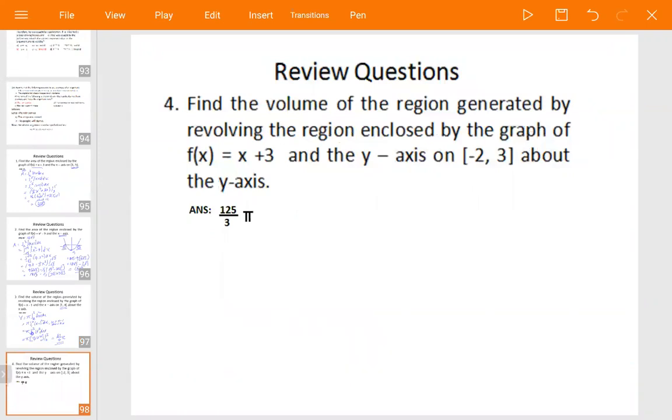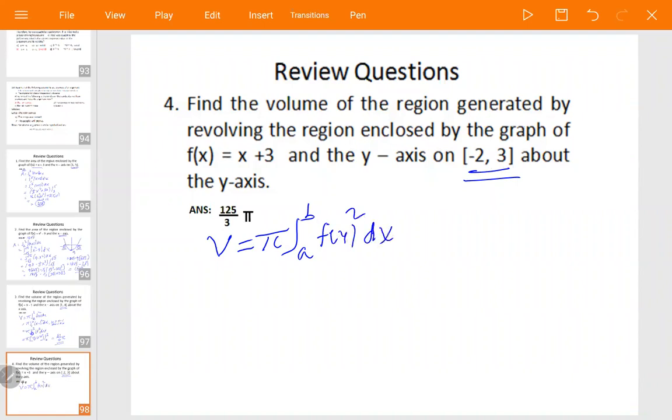Question number 4. Find the volume of the region generated by revolving the region enclosed by the graph of f of x equals x plus 3 and the y-axis on the interval -2, 3 about the y-axis. Now here it is volume of revolution about the y-axis, and we know that its formula is pi integral from a to b of f of y squared dx.